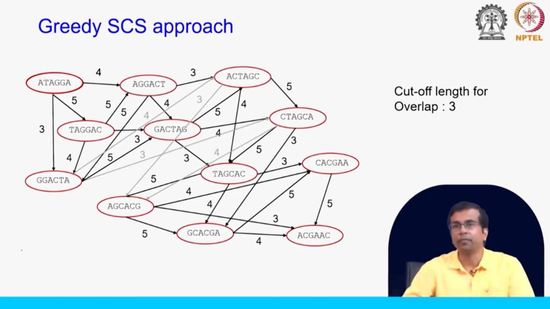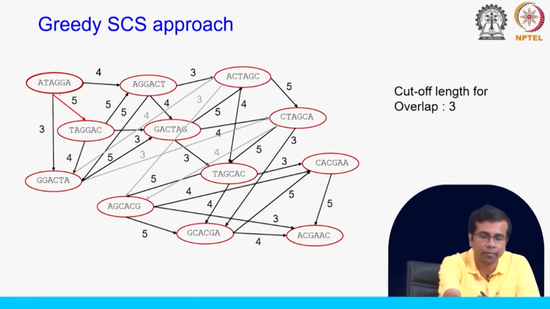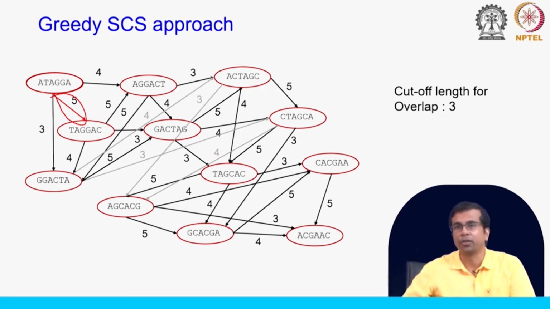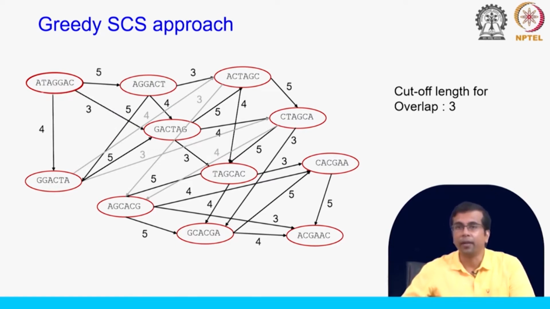So, in random you can choose any of these. So, let us say we choose this one, I am highlighting this here in red. These two reads show an overlap of 5 bases, and the greedy approach will merge them, and subsequently we will also update the connections.